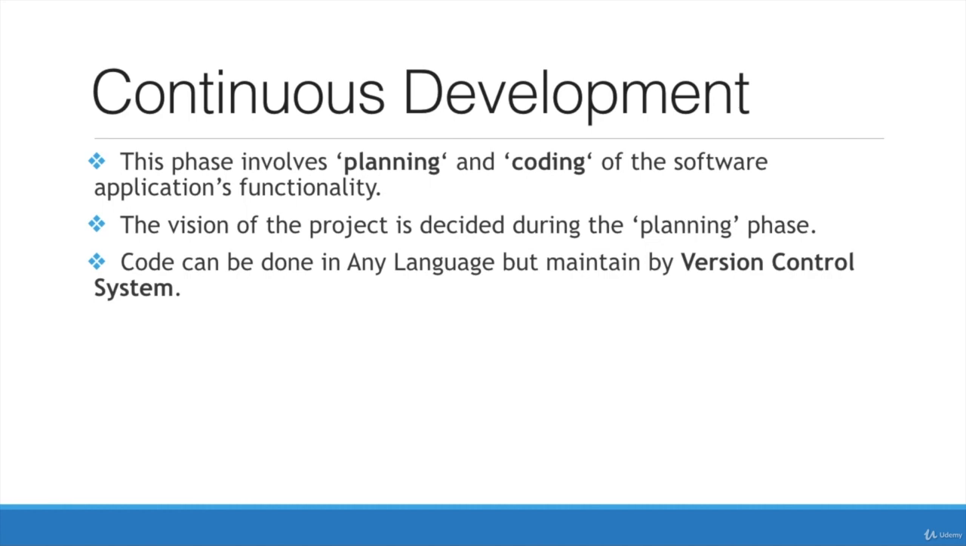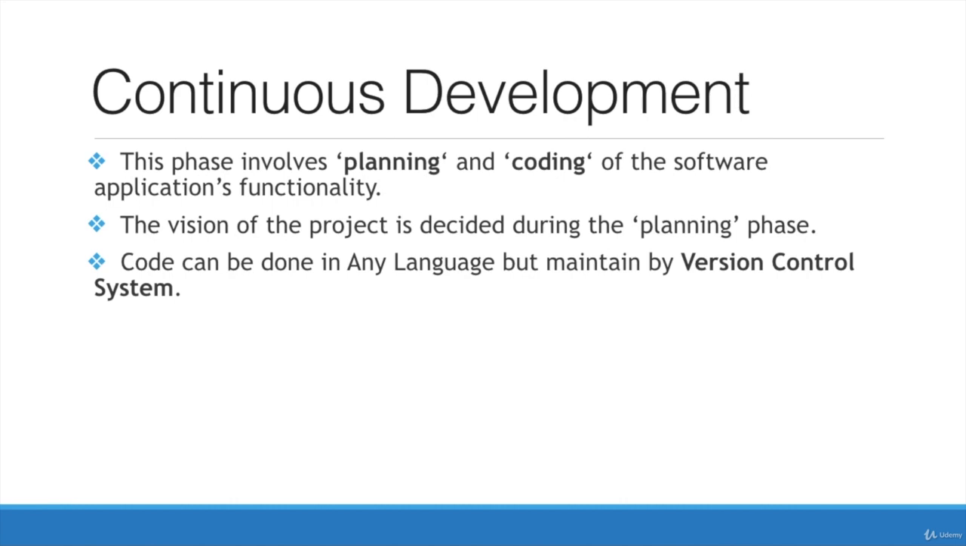So planning and coding come into the continuous development phase. In the sprint planning, we will plan what work we need to do in that particular sprint, and in the sprint we will do that, right? The version of the product is decided during the planning phase. When we are releasing the product in small releases, we need to define a version of every release.